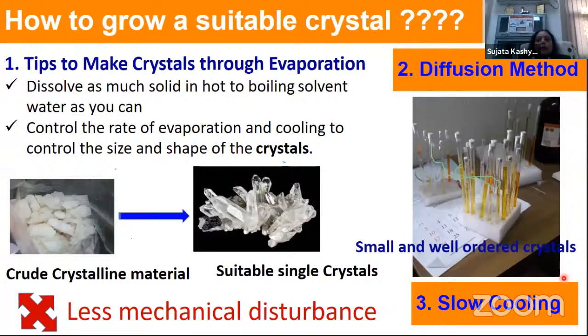So these are the methods how we can grow the crystal. But the main important thing is that there should be minimum mechanical disturbance during the crystallization. We have to keep in mind that we should not disturb the crystallization tubes, or the tubes which are used for the crystallization purpose. There should be minimum mechanical disturbance. We should not disturb those crystallization tubes again and again.